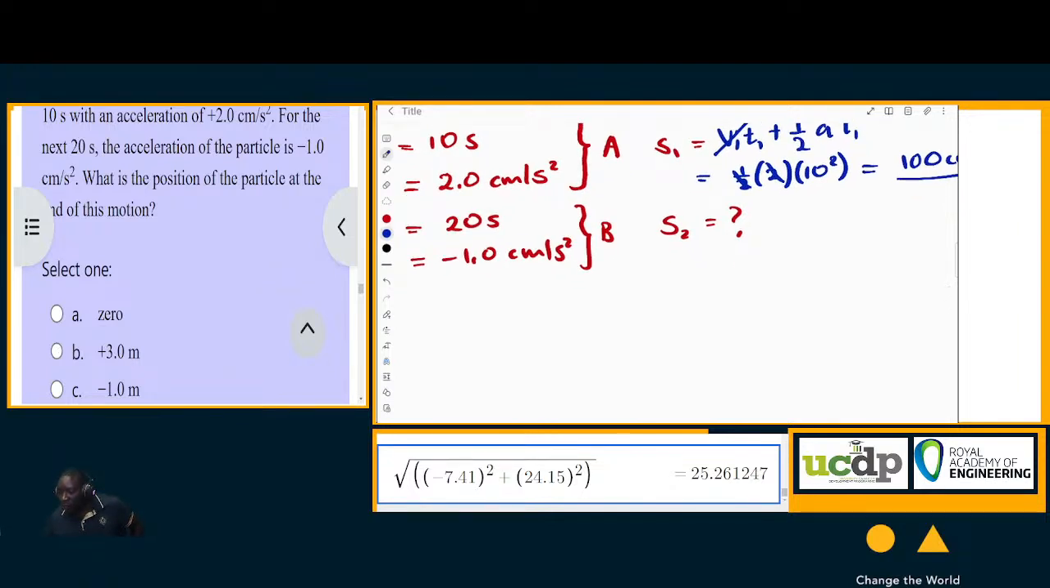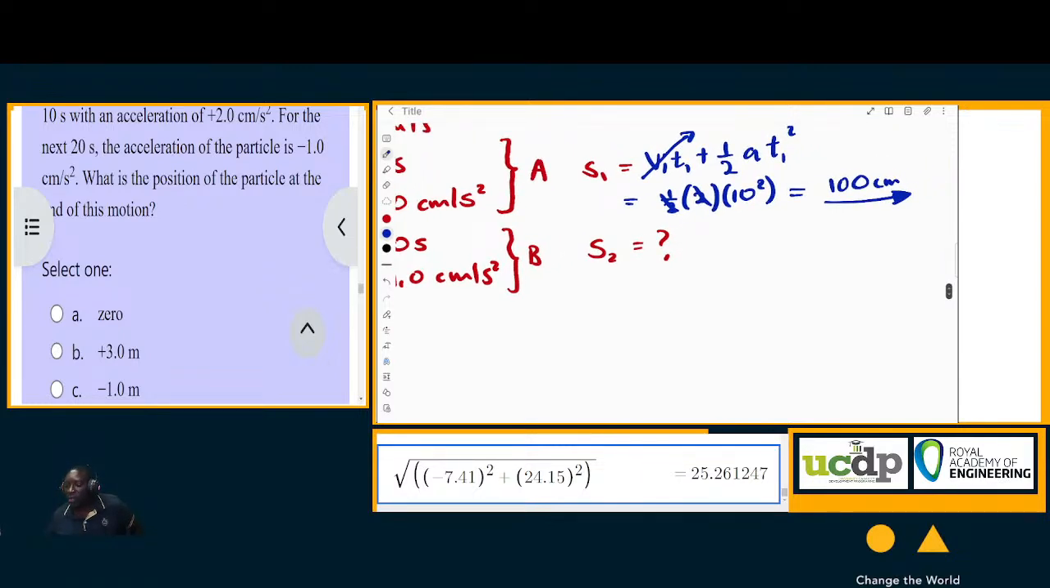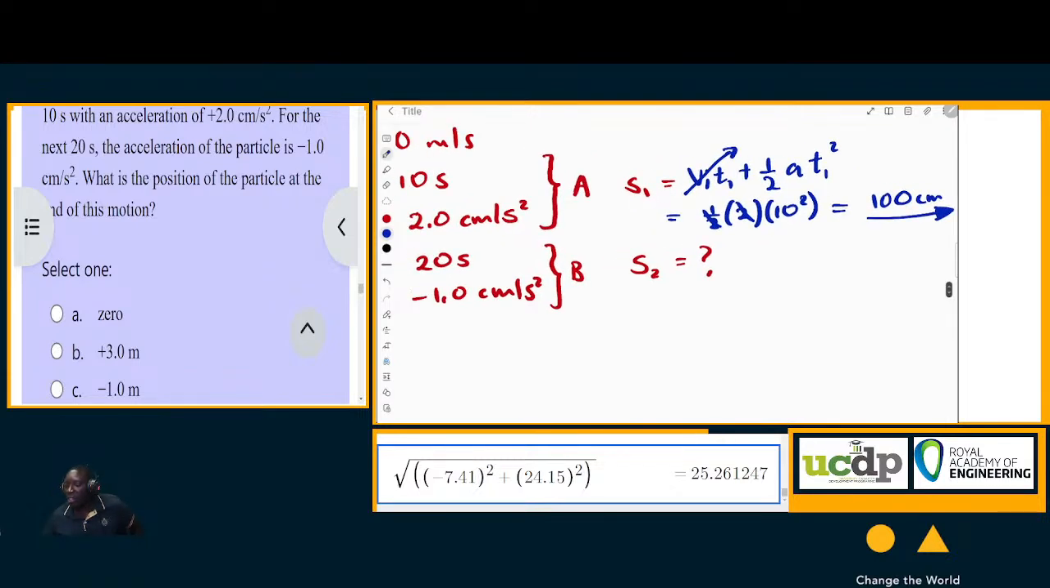Is it wrong to leave the answer in meters? No, it's correct. But you have to be consistent. Once you deal with centimeters, make sure you have centimeters everywhere. Remember, our acceleration was given in centimeters, so you have to make sure everything else that has to do with distance is in centimeters. That is where your correctness or your wrongness can be determined from.